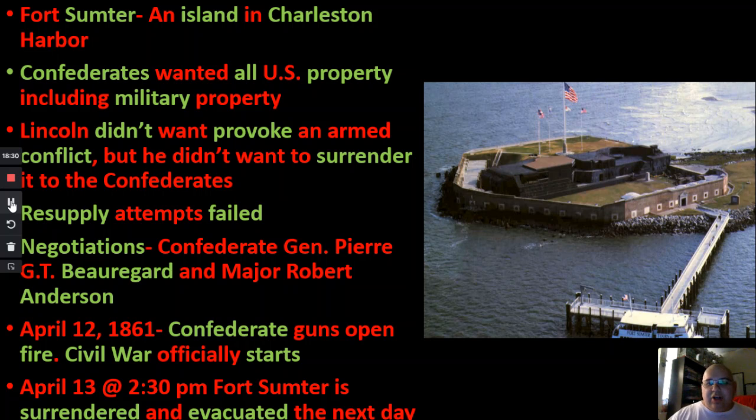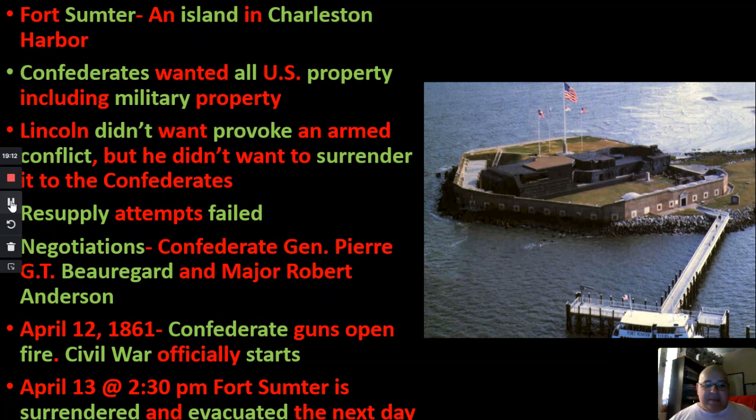Now, the guy in charge on the mainland was Confederate General Pierre Beauregard. And the guy in charge at this island that you see in the picture was Major Robert Anderson. They meet up to try to negotiate, but both sides know there's no way of negotiating. Robert Anderson basically tells Beauregard, hey, I can't give up this land. And Beauregard goes, yeah, I understand. And I can't let you keep that land either. I've got to take it. He's like, yeah, I understand. So they both go back to their respective areas.